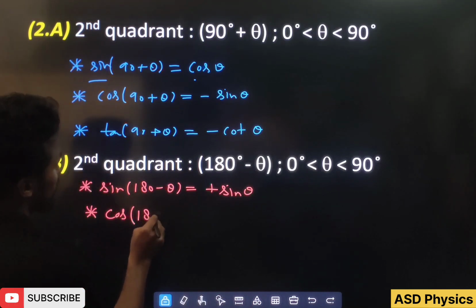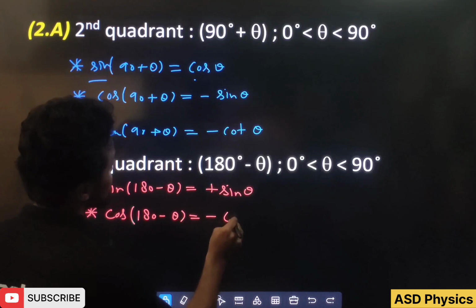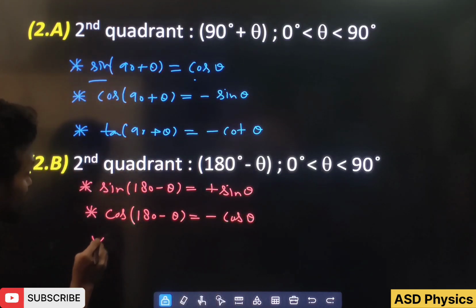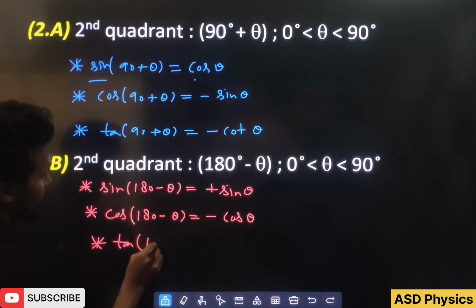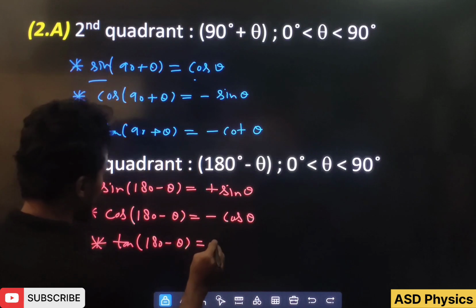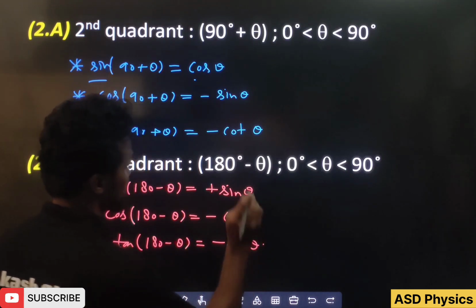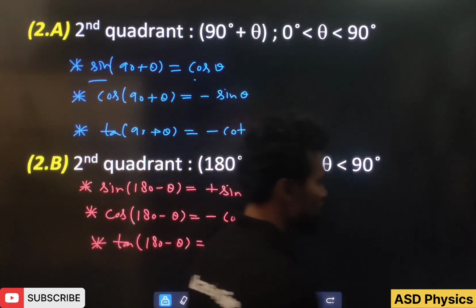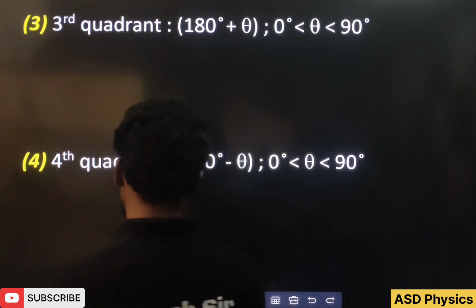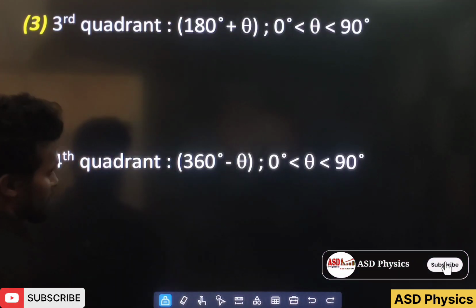So see, cos 180 minus theta is minus cos theta. And similarly, tan 180 minus theta will become minus tan theta. Okay, so this is all about the second quadrant. Now students, if we come to the third quadrant.